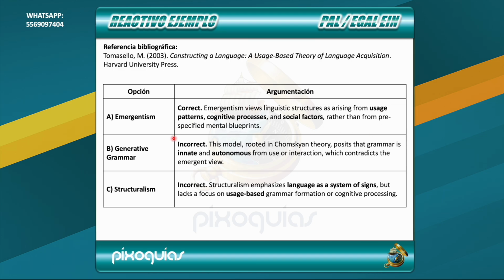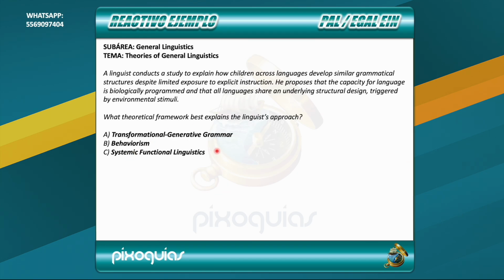By the way, generative grammar and structuralism are incorrect because, for example, generative grammar, this model rooted in Chomskyan theory, posits the grammar is innate and autonomous from the use or interaction, which contradicts an emergent view. And structuralism is incorrect because structuralism emphasizes language as a system of signs, but lacks a focus on usage-based grammar formation or cognitive processing.